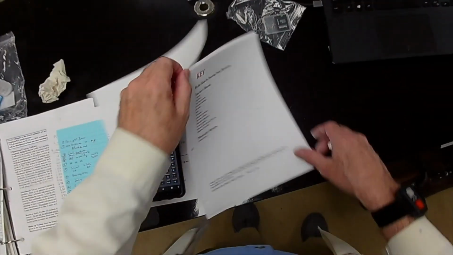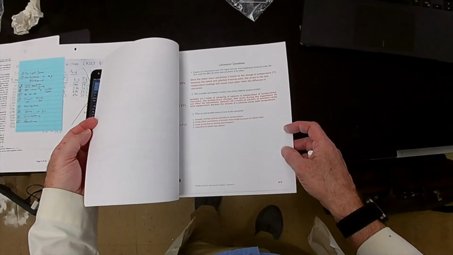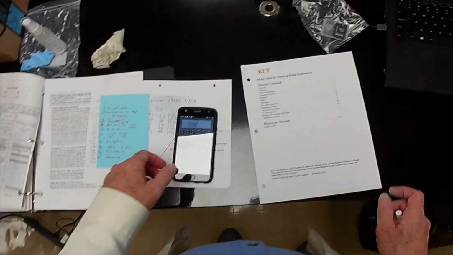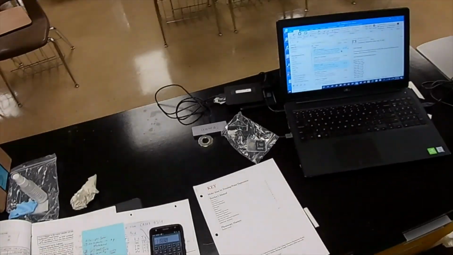Okay, so all you have to do is complete that exercise and hand it in on the hard copy. And that's it for molar mass by freezing point depression.